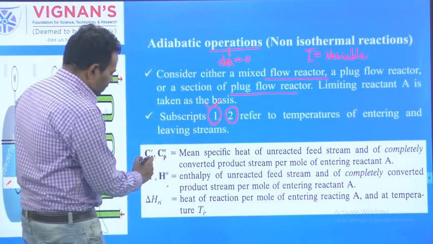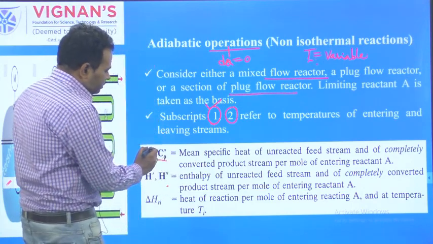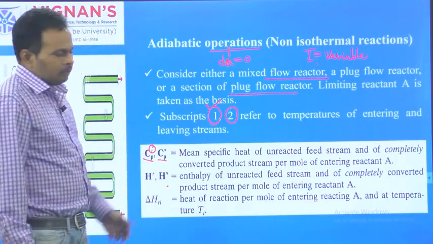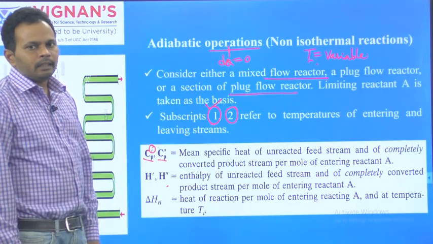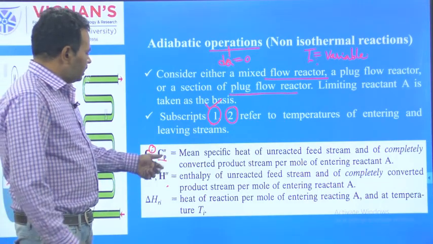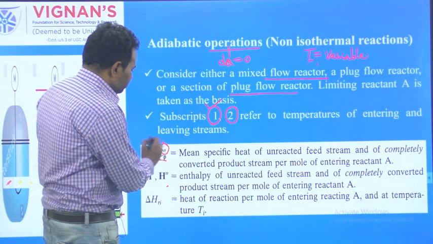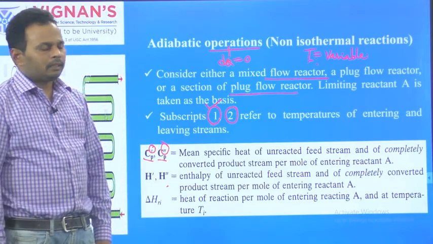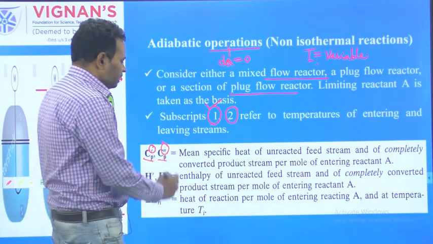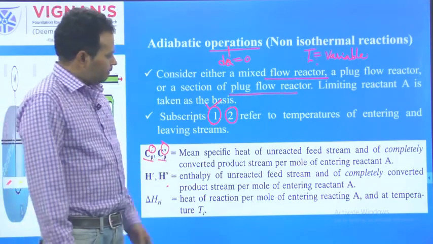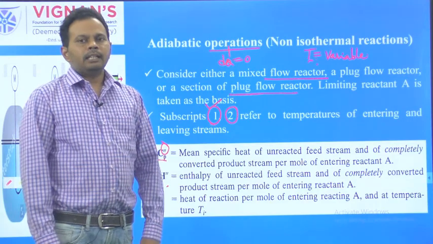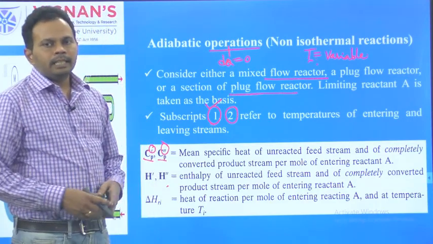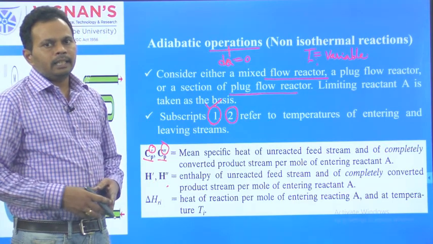We have the Cp dash and Cp double dash. Cp dash, the single dash, refers to the quantities for the unconverted, unreacted feed stream, and the double dash refers to the completely converted stream. So, Cp dash and Cp double dash are the mean specific heats of the unreacted feed stream and the completely converted product stream per mole of the entering reactant A.